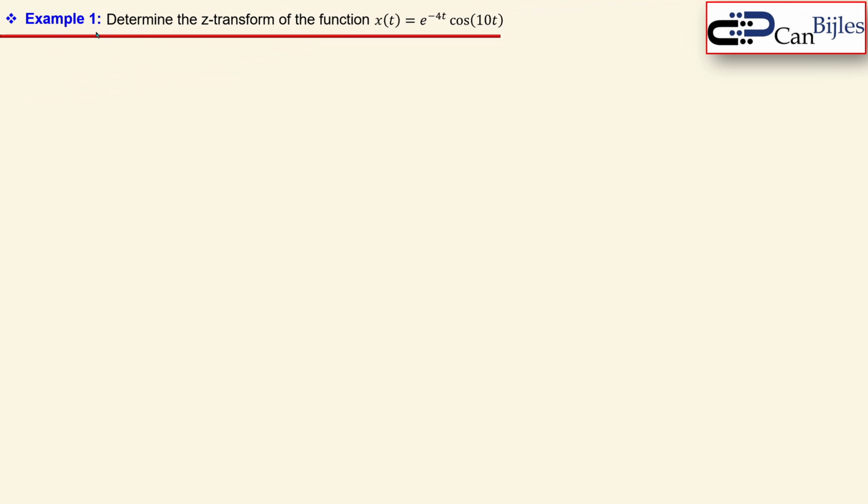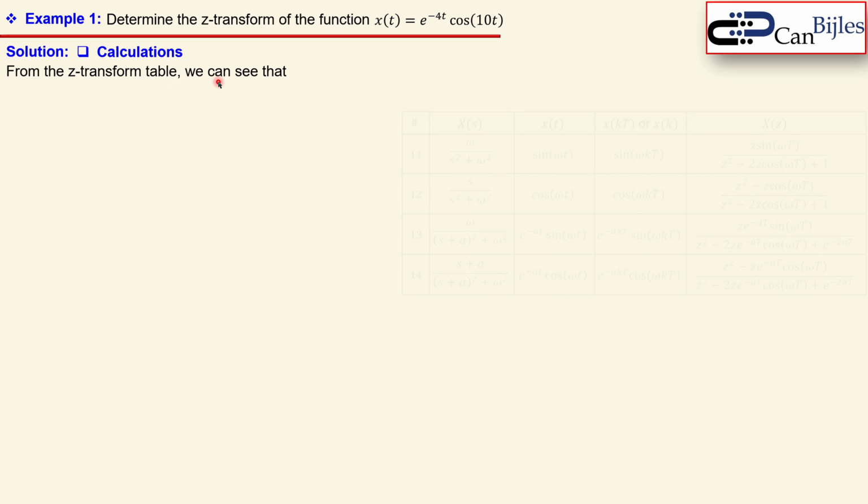Okay, now let's see our first example. We would like to determine the Z-transform of this function, which is this decaying function of e to the power minus 4t times the cosine of 10t. So how do we work this out? Okay, let's see our calculation now.